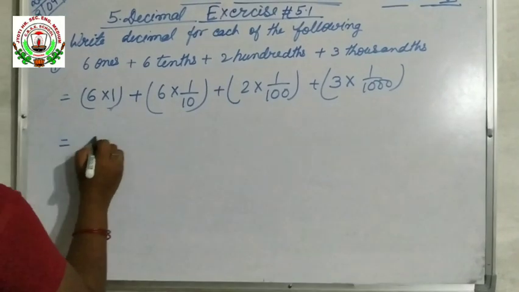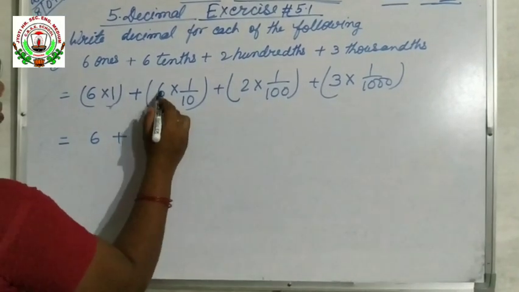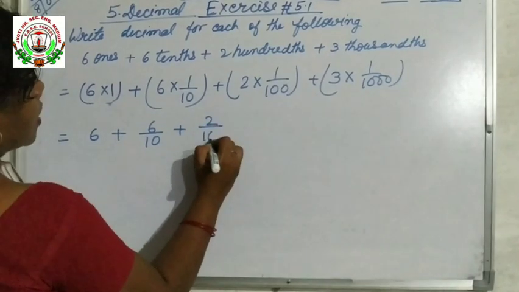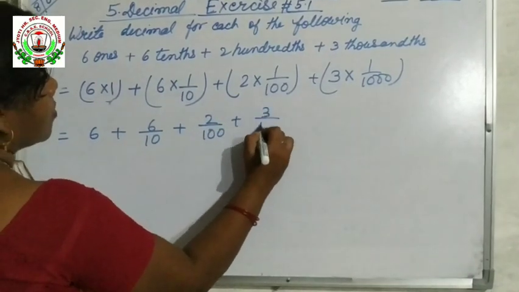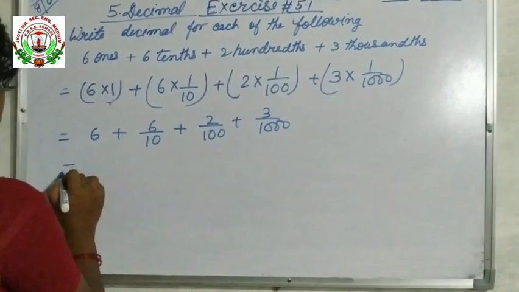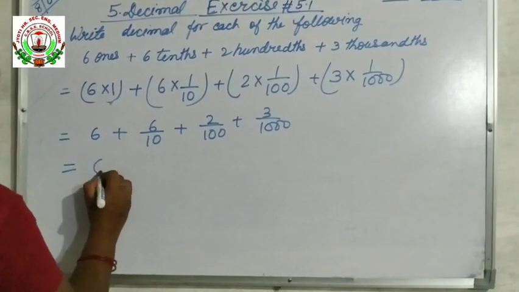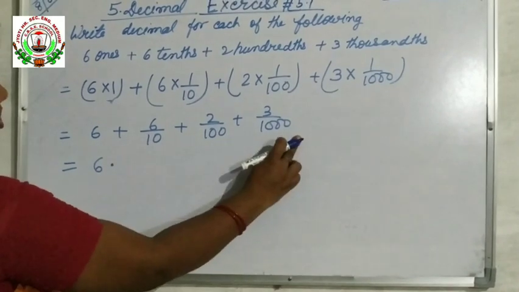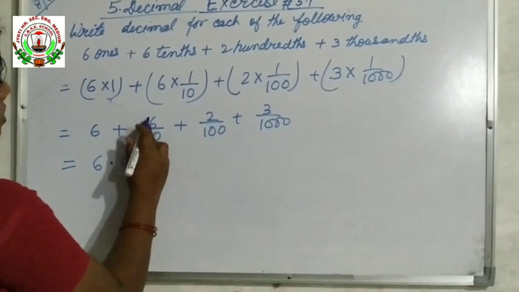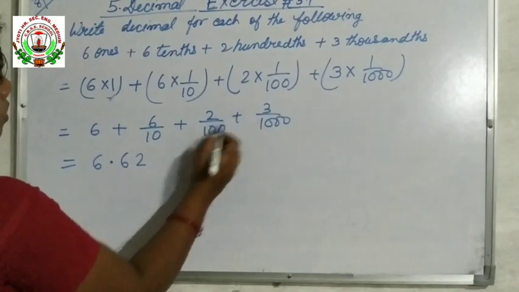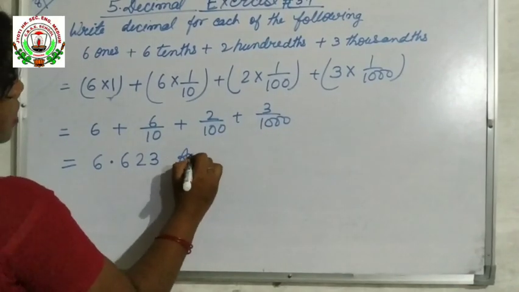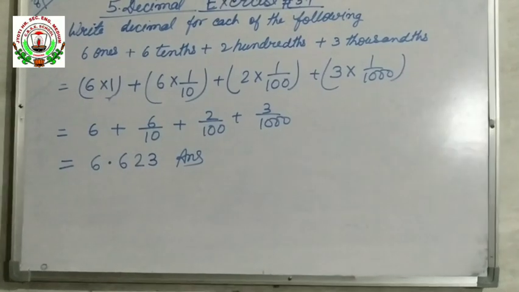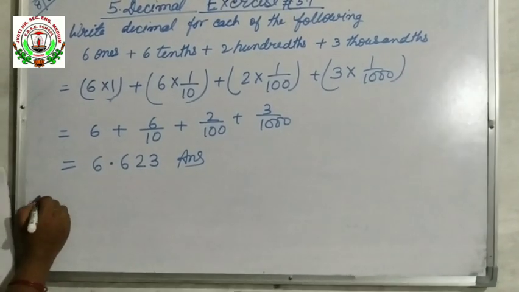Now when you multiply it, 6 into 1 is 6, plus here 6 into 1 is 6 by 10, plus 2 by 100, plus 3 by 1000. So here this is the whole part, so you will write 6, then put decimal, and these are in the fractional part, so you will write first this 6, then 2, then 3. So it is the decimal form. Understood? Now next, question number 2.